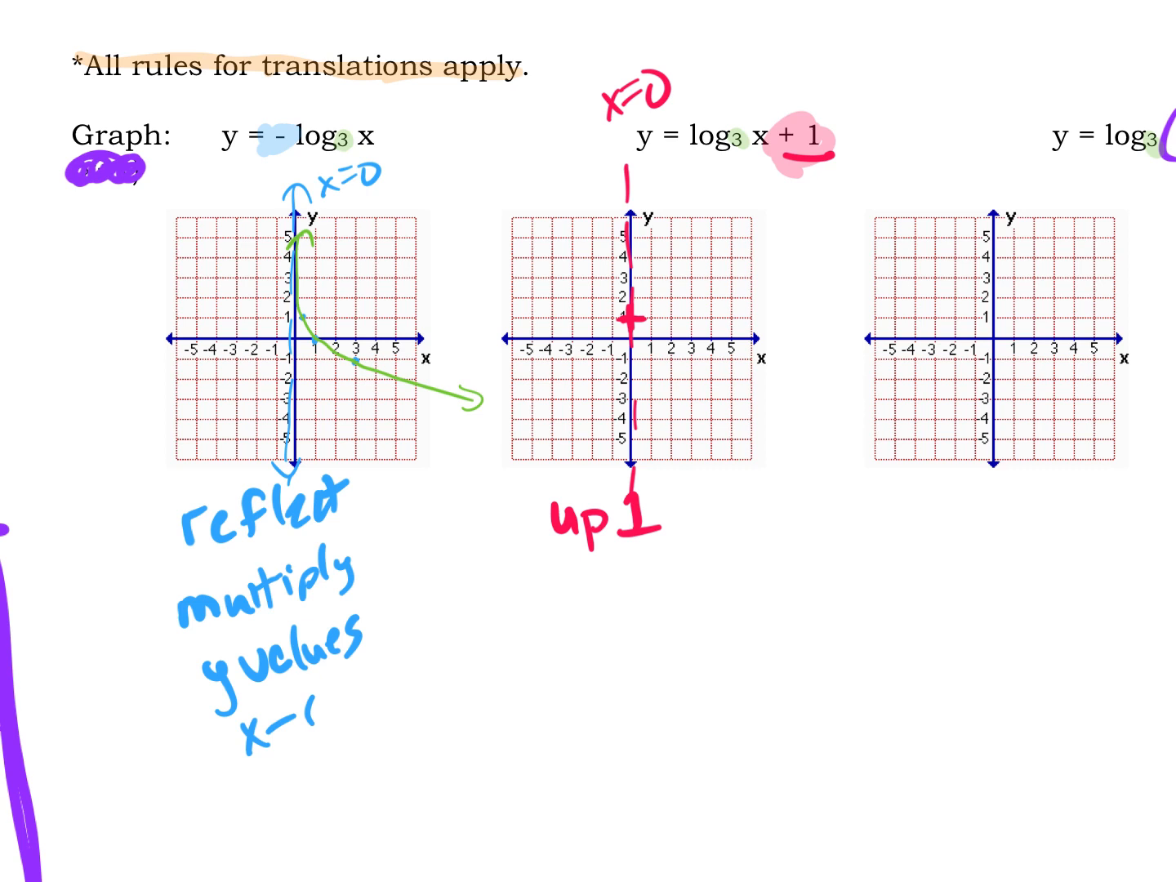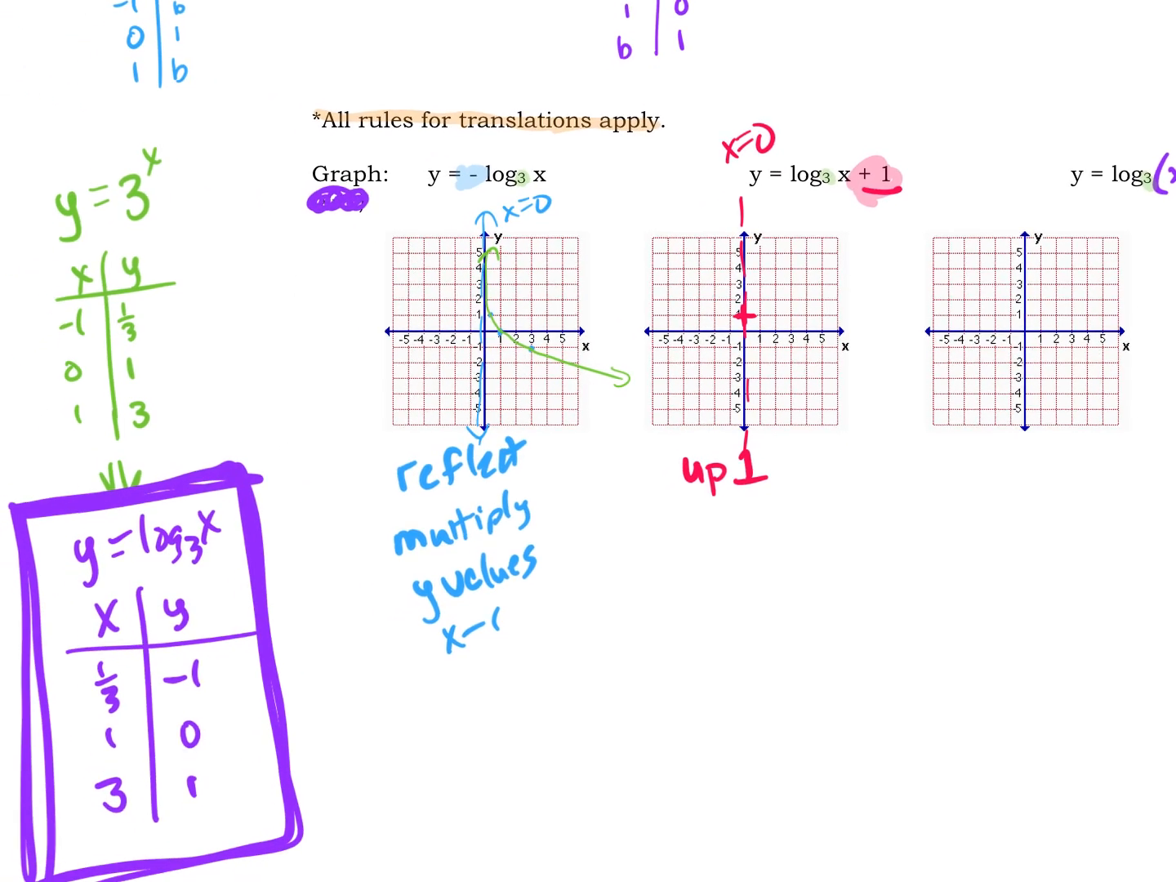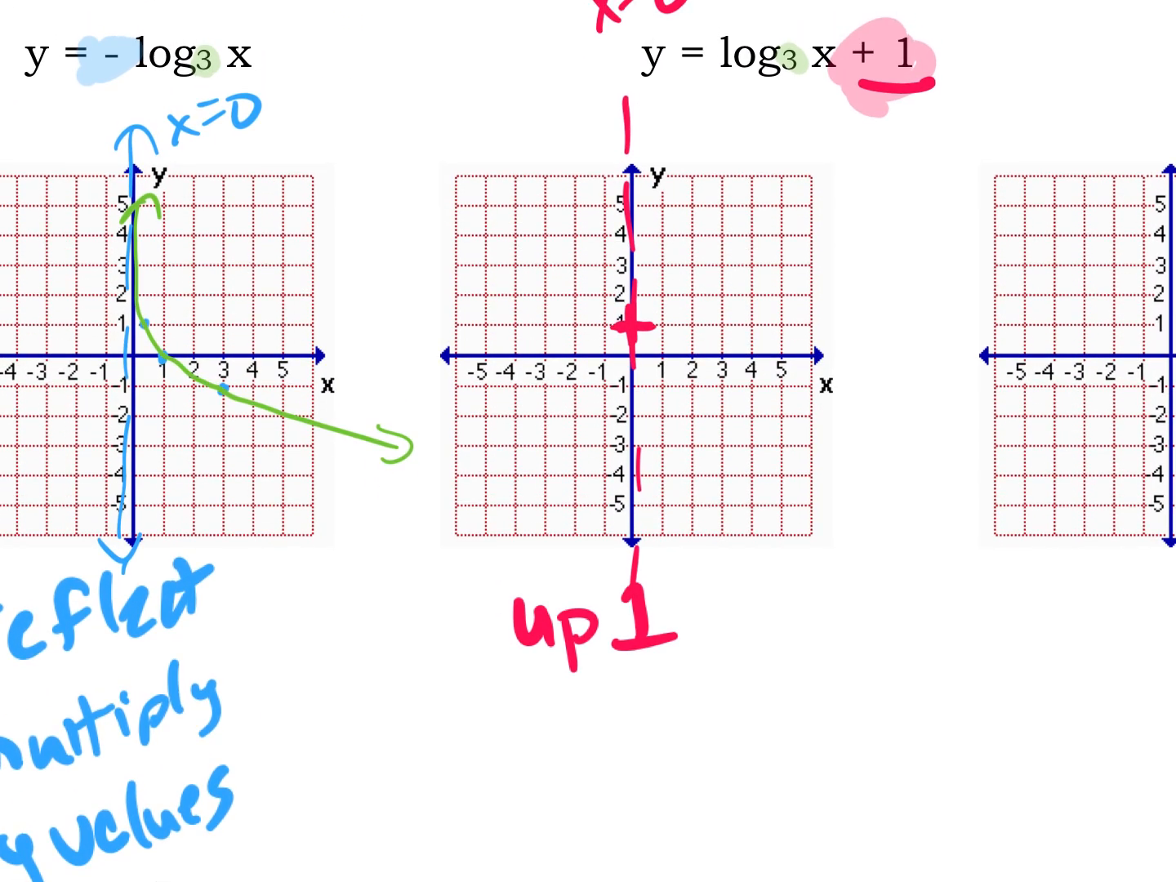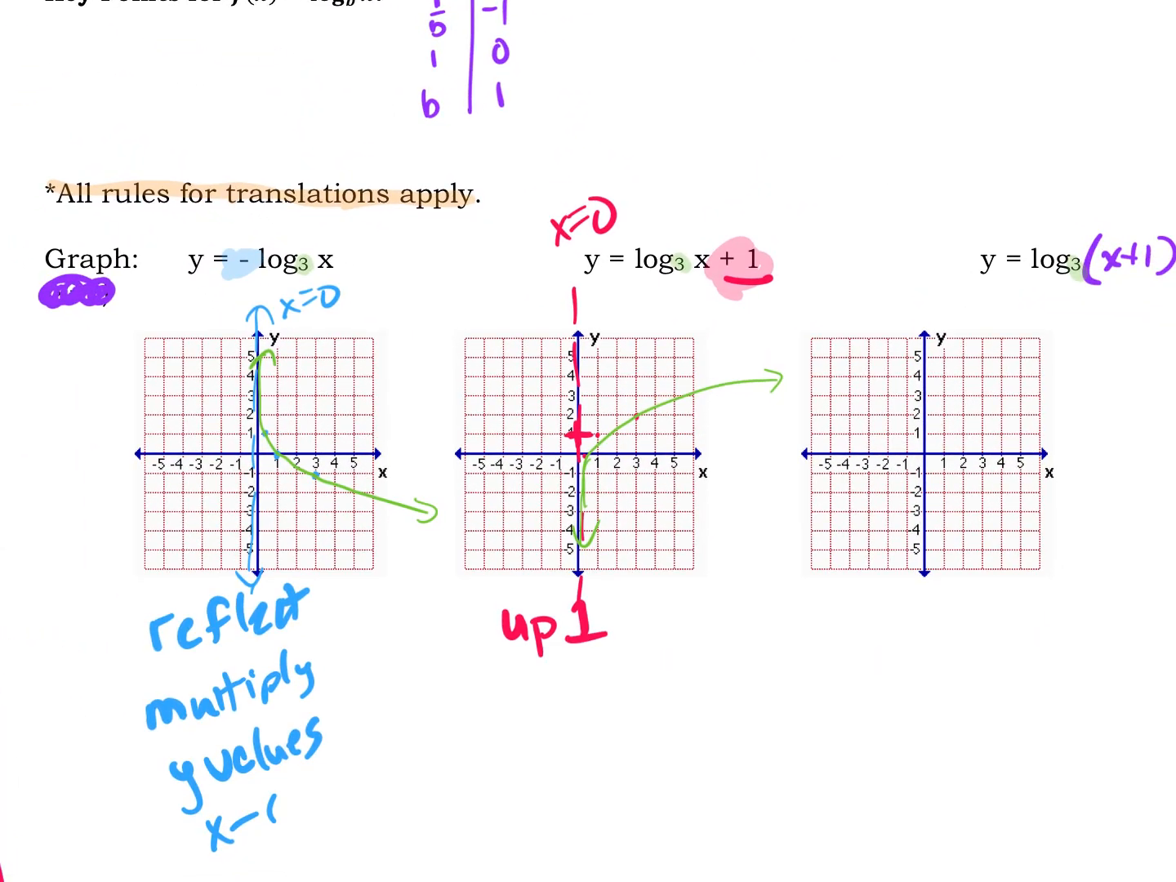Okay, and we're going to draw from this new crosshairs that I drew up 1. Now that's where I'm going to draw and plot these points down here. So 1/3, -1, 1, 0, 1, 2, 3, up 1. Let me draw this in a different color. So that graph's going to look about like that.